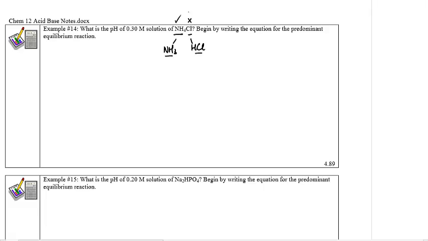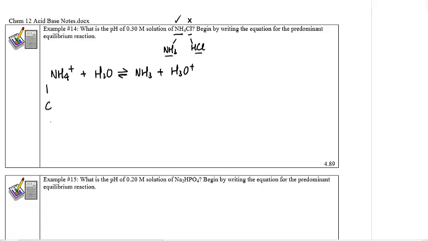So this leads us to writing our chemical equation for the reaction of NH4 with H2O. So we have NH4 plus, H2O giving you NH3 plus H3O plus. So once again, we have established our equilibrium. Everything else is now fairly straightforward in terms of calculating the pH.